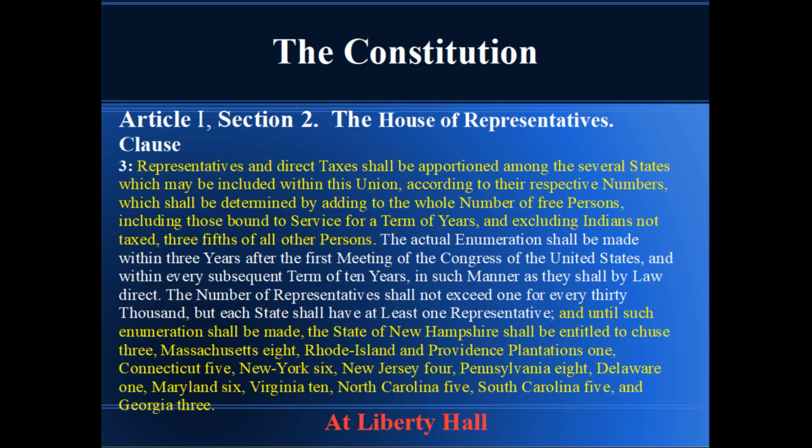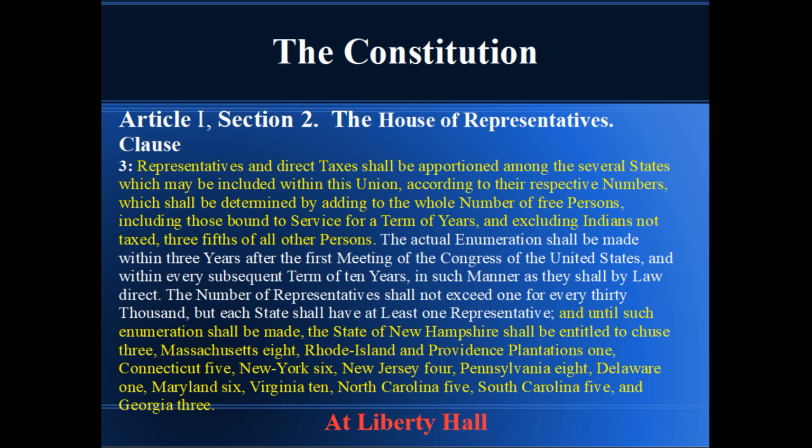Article 1, Section 2. The House of Representatives. Clause 3. Representatives and direct taxes shall be apportioned among the several states which may be included within this Union, according to their respective numbers, which shall be determined by adding to the whole number of free persons, including those bound to service for a term of years, and excluding Indians not taxed, 3/5 of all other persons. The actual enumeration shall be made within 3 years after the first meeting of the Congress of the United States, and within every subsequent term of 10 years, in such manner as they shall by law direct.